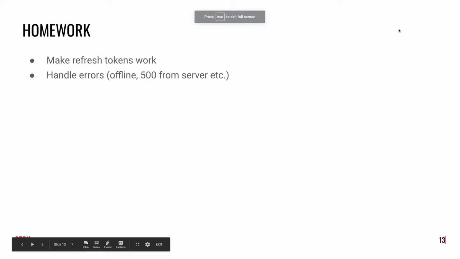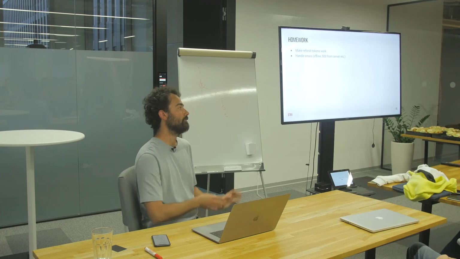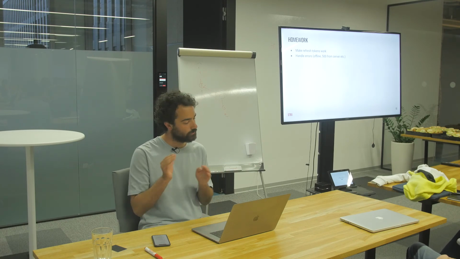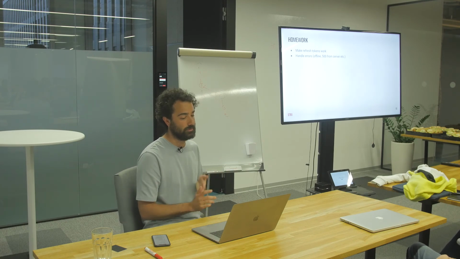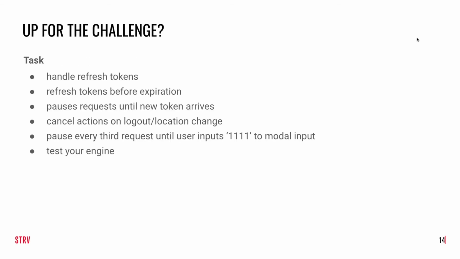Oh yeah, homework, sorry. Make refresh tokens work. I don't know if you have done this already, but you can try. Then of course, handle errors. You can think of some errors that you can get. For example, in your dev tools, you can click on offline in the network tab. It will just crash your requests. So this is a good thing to try. Also, if you have some web proxy set up, maybe I will post some tutorial to the channel so you can set up something and see for yourself.